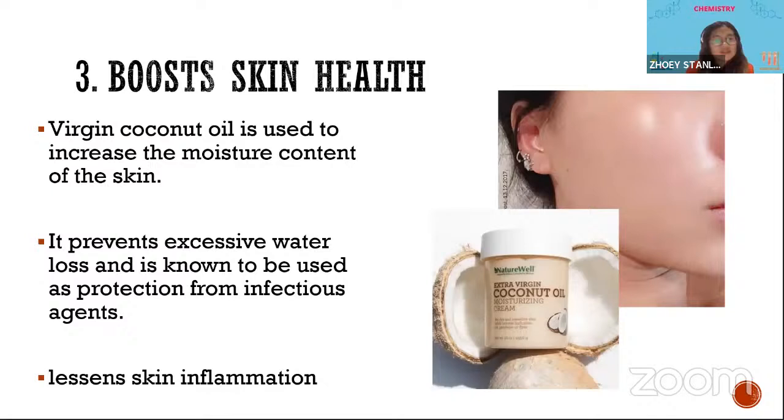It also boosts skin health. Virgin coconut oil is used to increase the moisture content of the skin. It prevents excessive water loss and is known to be used as protection from infectious agents. Lauric acid has properties that protect the skin from infectious agents, but more on that later. VCO is also known to reduce mild symptoms of atopic dermatitis, hence it lessens the skin inflammation. Next slide, please.